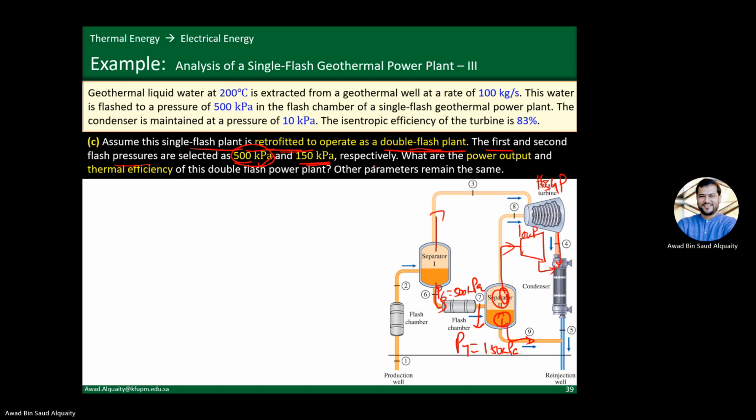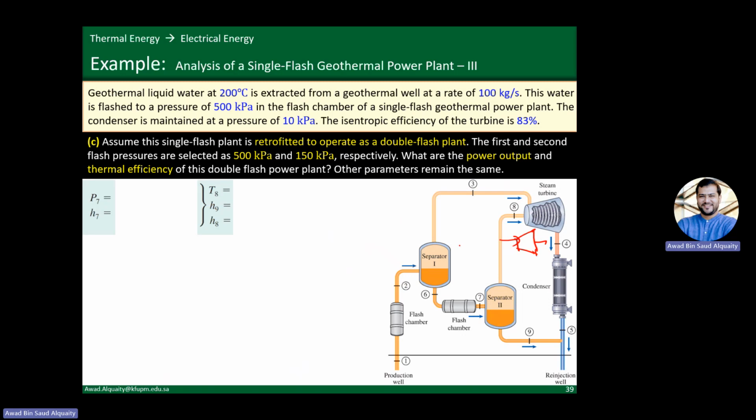So either way, what we want to do is to calculate the power output and thermal efficiency of this double flash power plant. Everything else remains the same. So essentially, what we're looking for is to simply calculate how much is this power output that we can get from this other low pressure steam turbine, right? And then what is the efficiency? Okay, so all we need is information on basically state 8 and state 7. We want the quality at state 7 so that we can understand what is the mass flow rate of the steam that goes in there. And yeah, we just need some conditions in there.